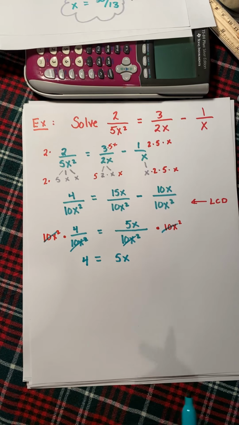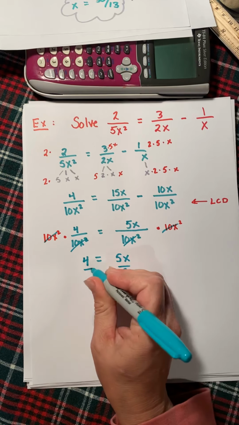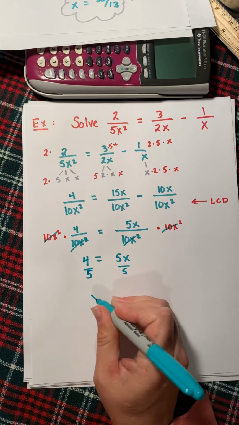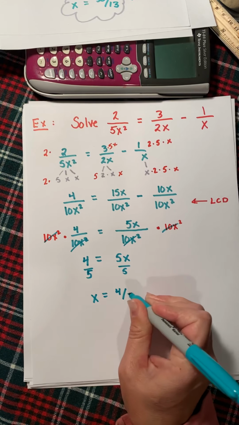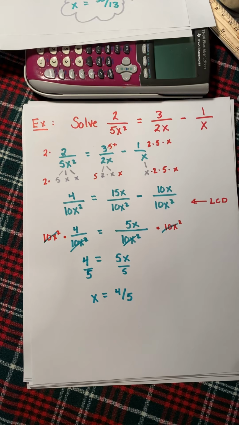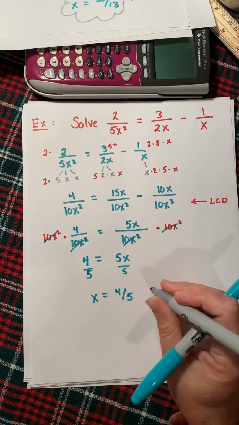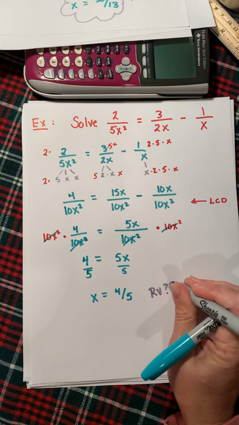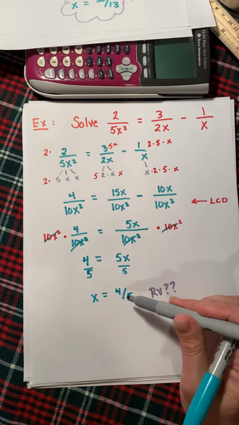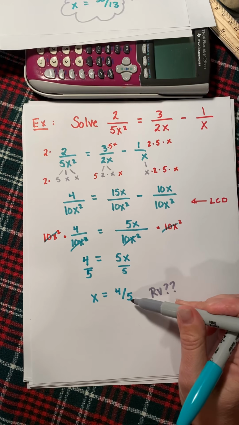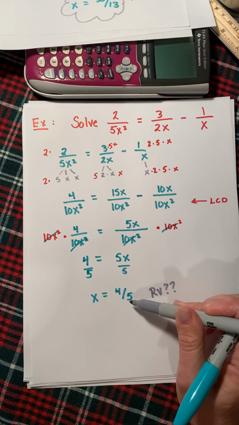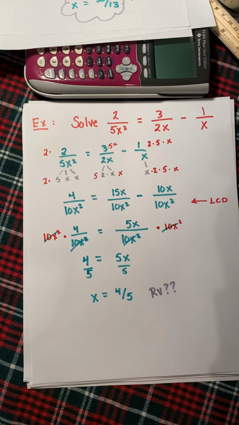All right, so now I solve for x. I divide by 5. And I get x is equal to 4/5. All right, check. You have to ask yourself, is this a restricted value? Are we allowed to use this? Now remember, if you do the math correctly, your answer will be an answer to the original problem as long as it's not a restricted value.